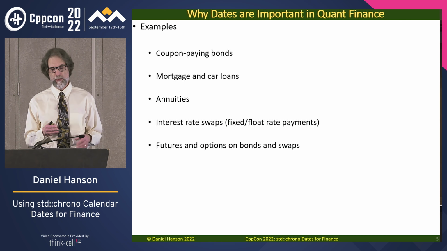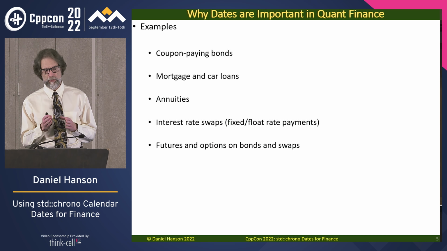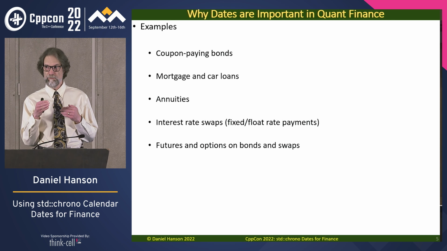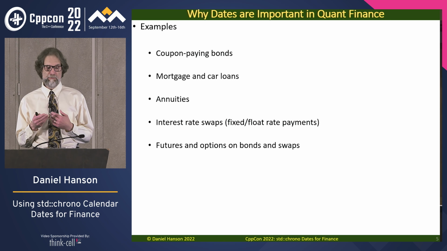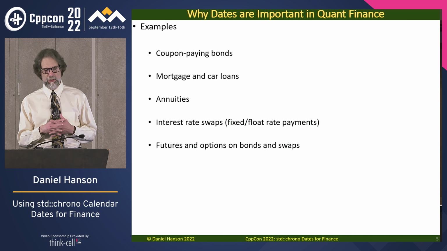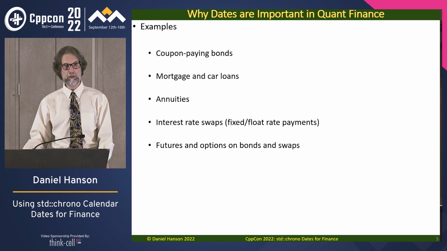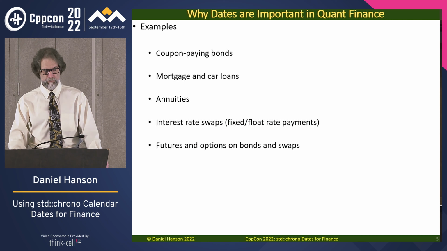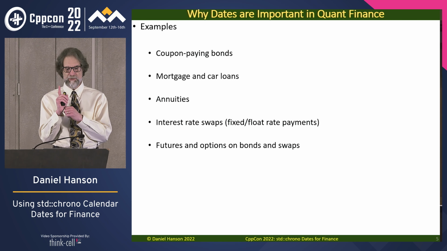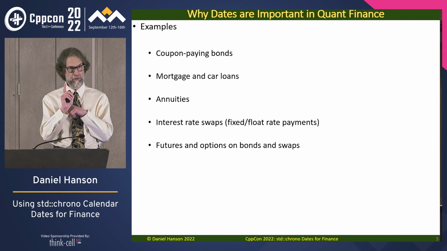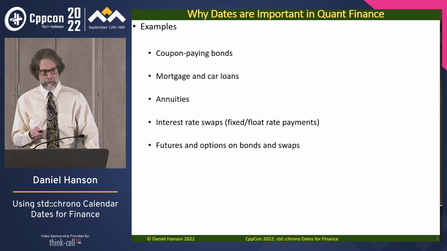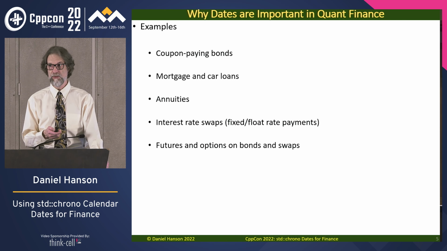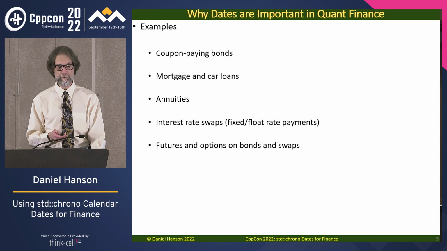Interest rate swaps, this is where a stream of fixed rate payments is exchanged for a floating rate. There are a variety of reasons why people use them. I won't get into them here, but it's a really huge market. What you have is a fixed and float payment, usually on the same date, and these usually occur every 3 to 6 months. And then there are futures and options on bonds and swaps. This is also a really big market.